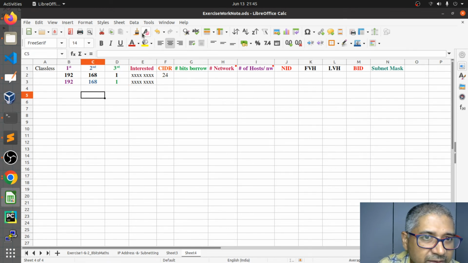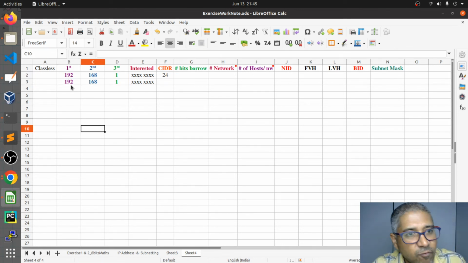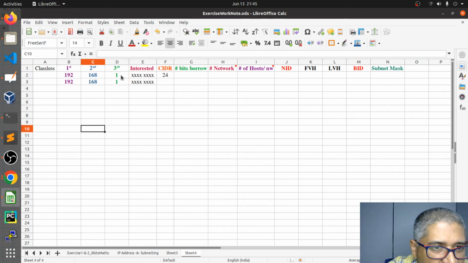You can see the colors. Colors are changed. Colors are okay. First octet, all the network. These are the network, so there is no changes in that. Changes are going to happen in the next part.